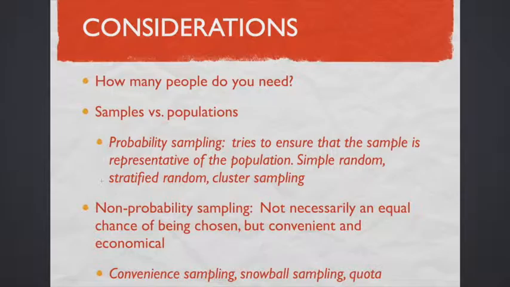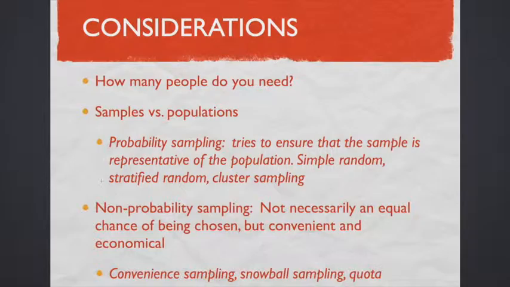Examples of probability sampling include things like random sampling, stratified sampling, and cluster sampling. Take a look at your text to learn more about those areas. Now, sometimes we don't do probability sampling. We actually need to do something kind of quick and fast, and we want to do something that's convenient. Then we would use non-probability sampling.